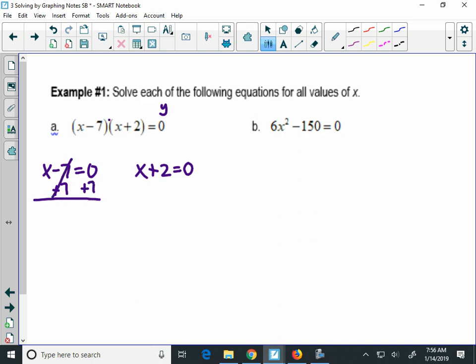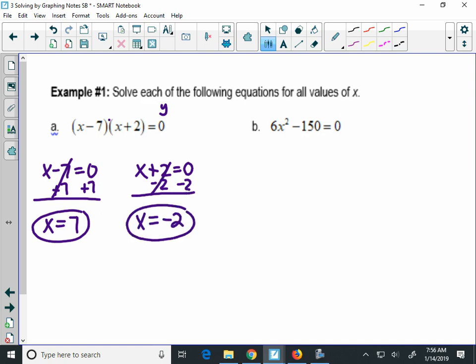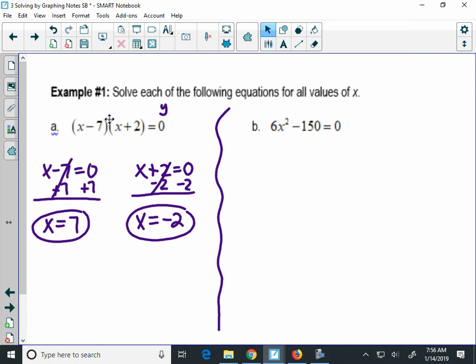So in this first one, I add 7 to both sides, and then I get one solution is that x equals 7. On the other one, if I subtract 2, I get a second solution is that x equals negative 2. All right, A was already factored for us. If I look at B, B is not factored.